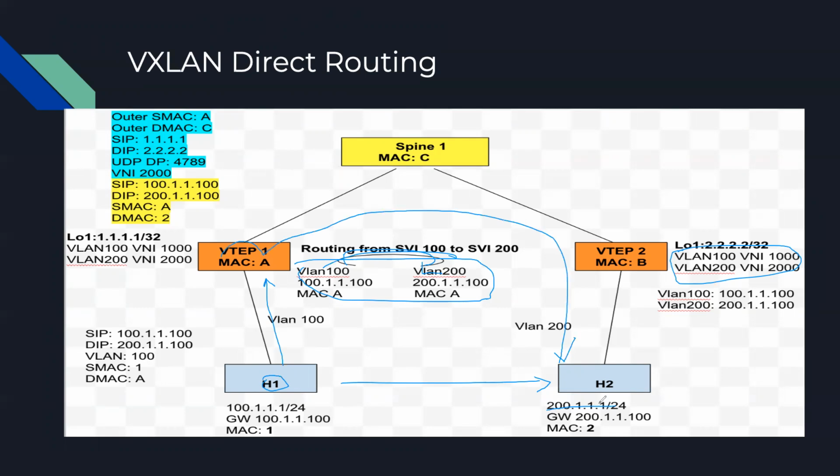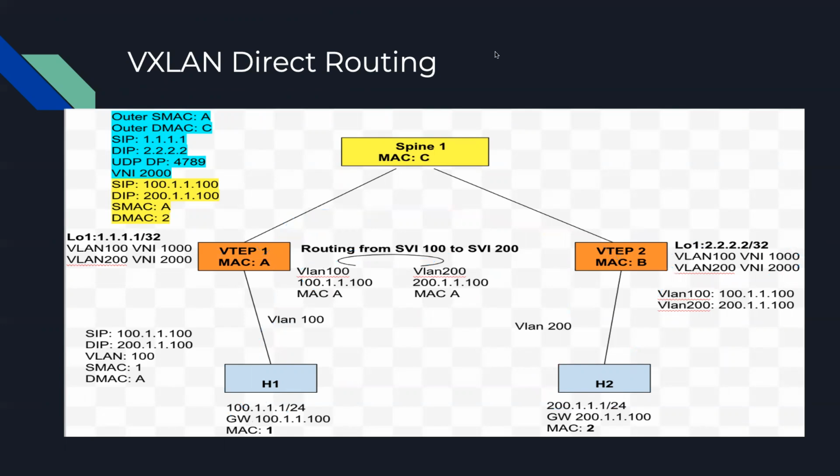Similarly, when H2 has to reply back, it will first send to the gateway in VLAN 200. It will check that the destination IP is in VLAN 100, route here from 200 to 100, and then bridge the packet directly to H1. That's why it is called direct routing, because you are doing routing at the first hop. So that's why this is called VXLAN direct routing. Anyone has any question?